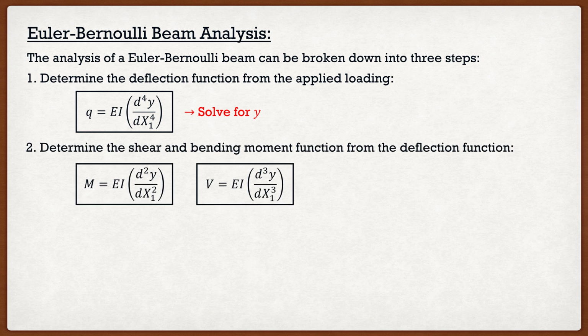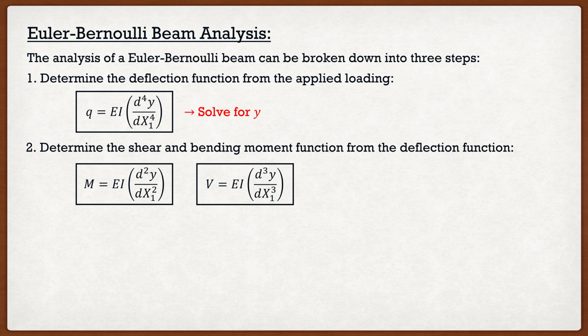So the next thing I like to do is we can determine the shear and the bending moment functions from that deflection function. Since M is equal to EI times the second derivative of the deflection function, and we know EI and now know the deflection function, we can solve for M. Same thing for the shear function. V is equal to EI times the third derivative of the deflection function. Again, we know everything except for V. We can very easily solve for V.